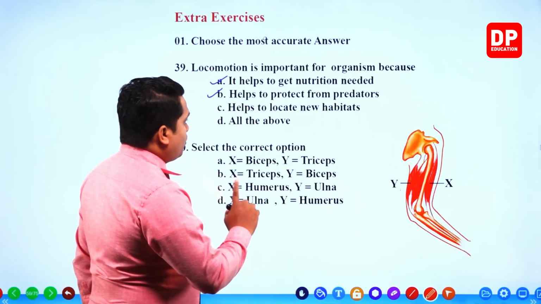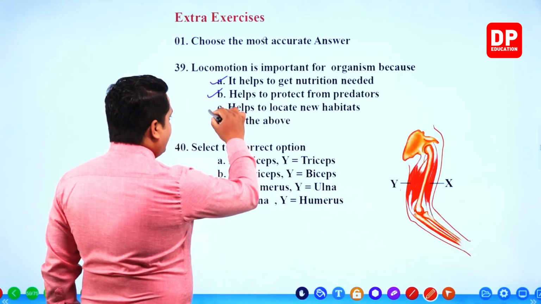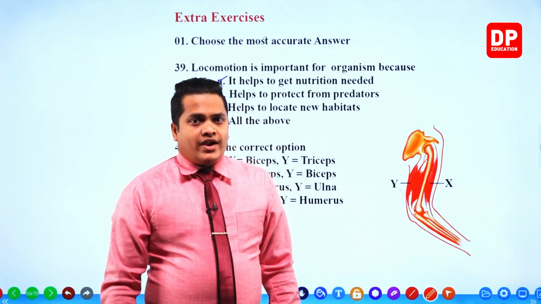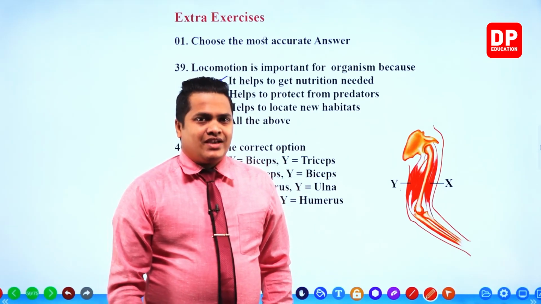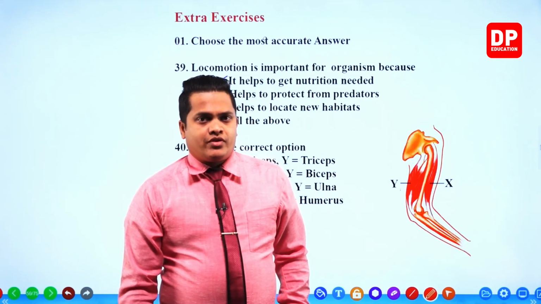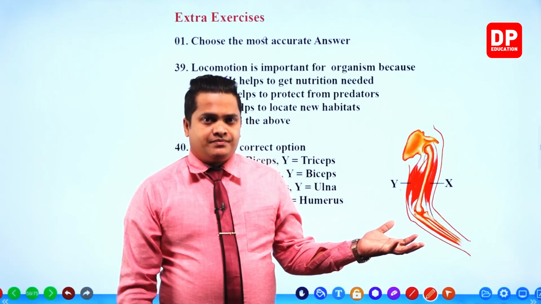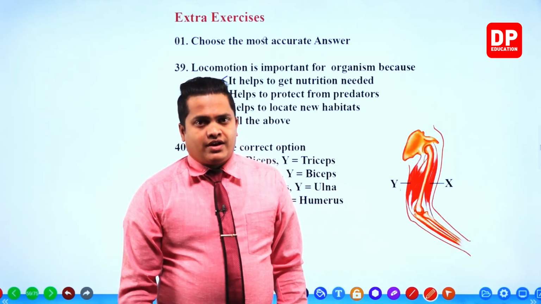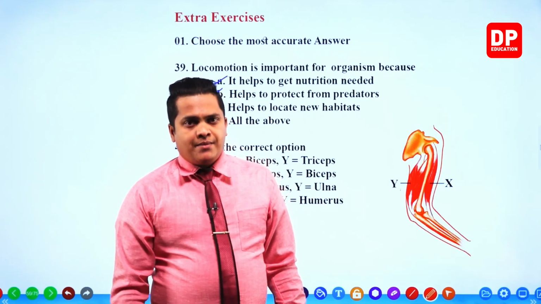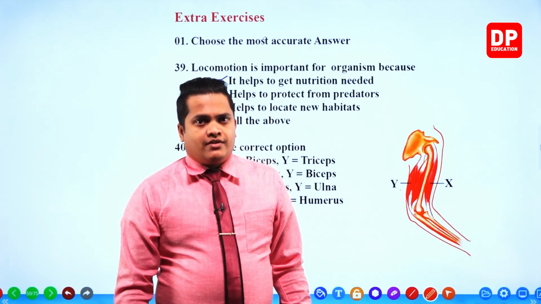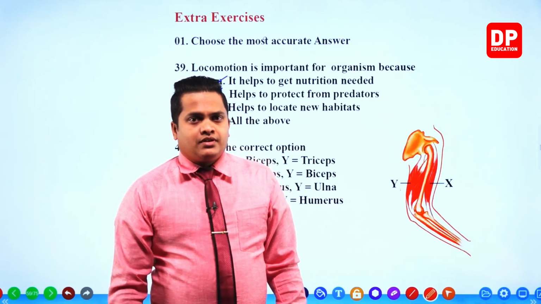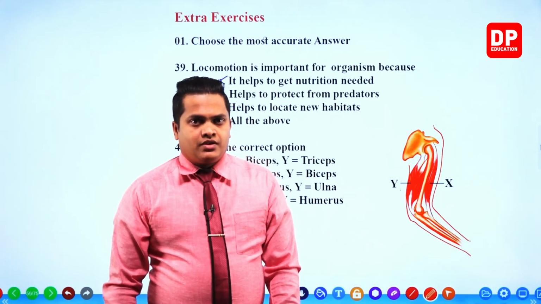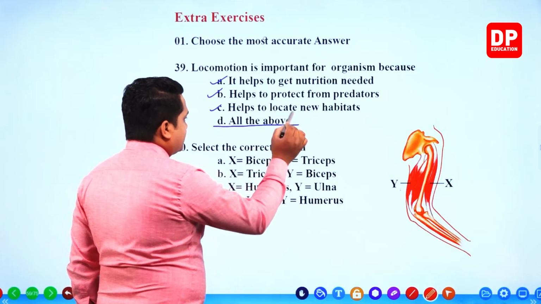Next one, helps to locate new habitats. Once again correct, right? It helps to find out new habitats. Let's imagine that a certain environment is going to be destroyed because of a natural disaster. In that case, the animals have to move and find another favorable habitat. In order to find a favorable habitat, my dear children, legs and the other appendages are very helpful because we have to locomote. So all of these answers are correct.